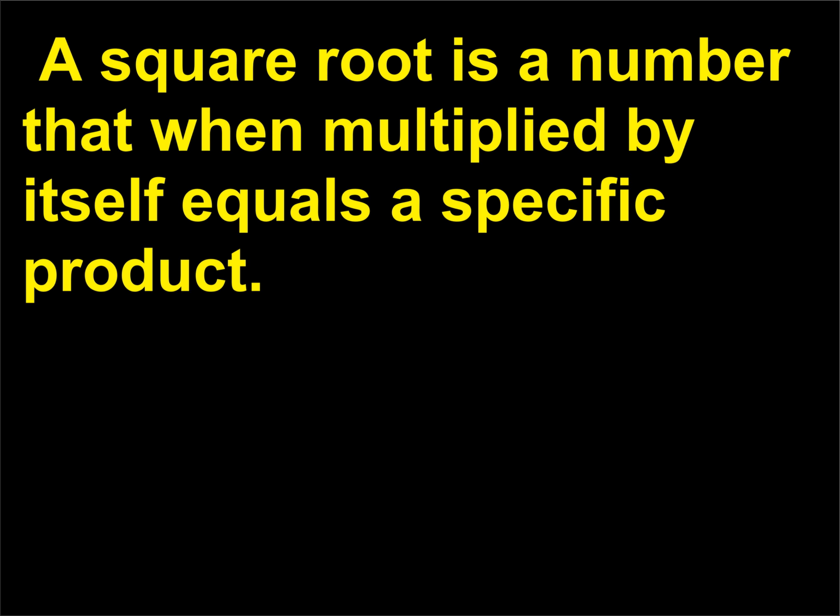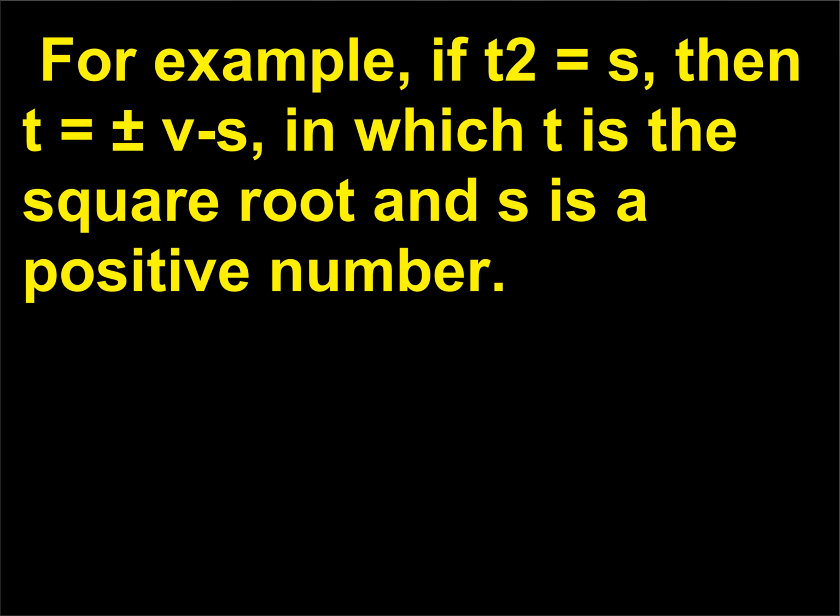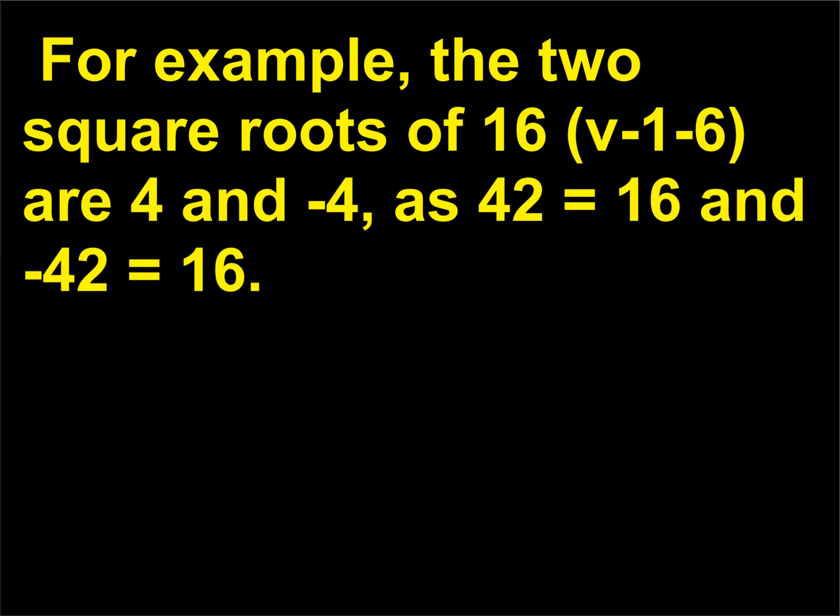A square root is a number that when multiplied by itself equals a specific product. For example, if t² equals s, then t equals plus or minus √s, in which t is the square root and s is a positive number. For example, the two square roots of 16, √16, are 4 and minus 4, as 4² equals 16 and (-4)² equals 16.